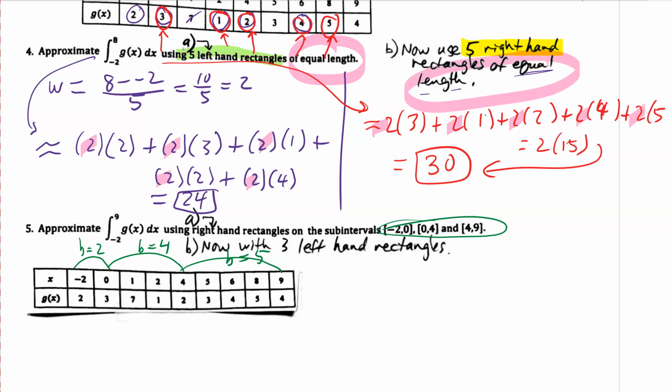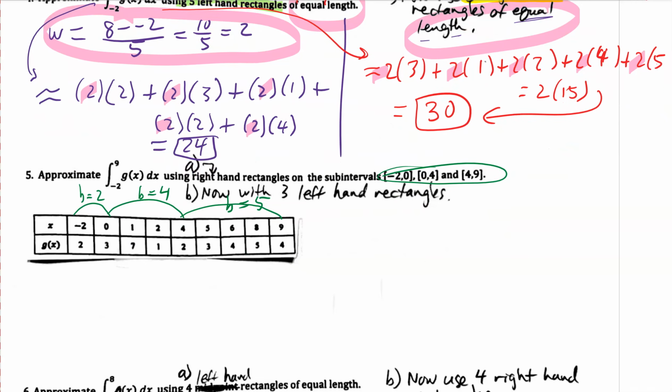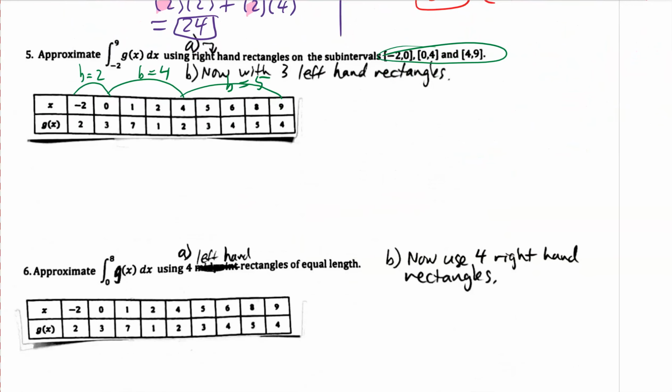When you do that subtraction in the beginning and divide to find the width or the base of each rectangle, you're doing equal subintervals or intervals of equal length. We are not doing that in number 5. In fact, it makes it a little bit easier for us because they tell us exactly what intervals to use. I kind of like these. All right, let's continue from there. So that means we're going to do right-hand rectangles.